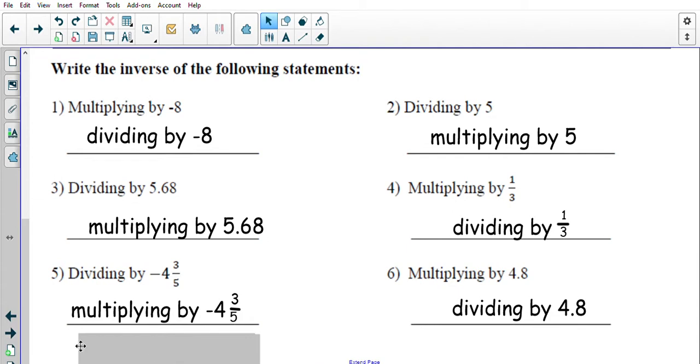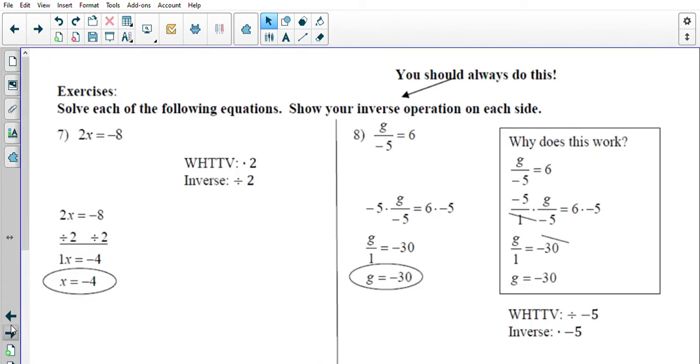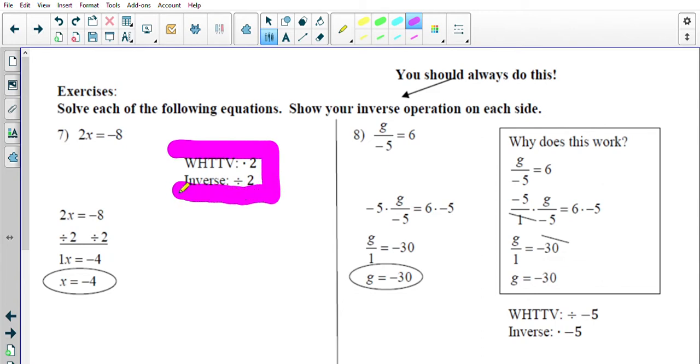All right, let's try some examples. So numbers 7 and 8 are already done for us. This is on the back of the first page. It says to solve each of the following equations, show your inverse operations on each side. So in number 7, I have 2x equals -8, and I'm still going to list the what's happening to the variable, or WHTTV, and inverse, although I realize that as advanced students, you may not feel the need to show this, and that's okay too. So what's happening to our variable x is we're multiplying by 2. The inverse of multiplying by 2 is to divide by 2, and that's my only inverse. So I'm going to divide both sides by 2.